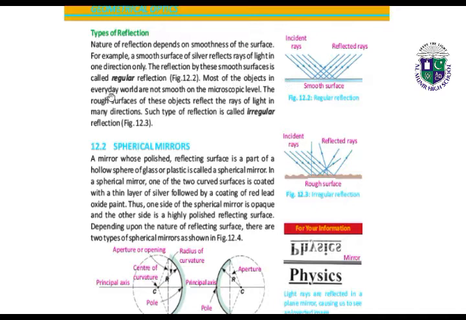Most of the objects in the everyday world are not smooth on the microscopic level. The rough surfaces of these objects reflect the rays of light in many directions. So on rough surface, the reflection is in many directions. Such reflection is called the irregular reflection.